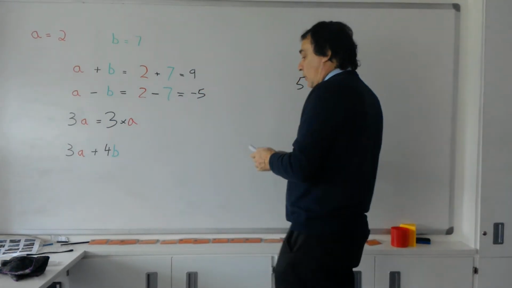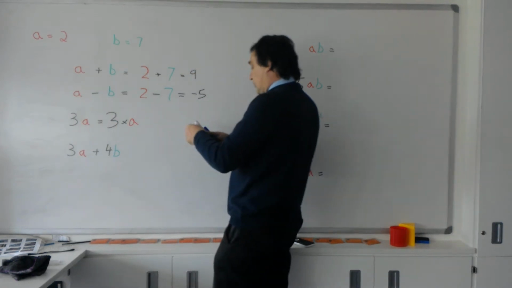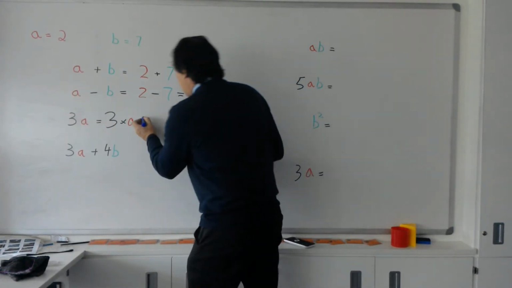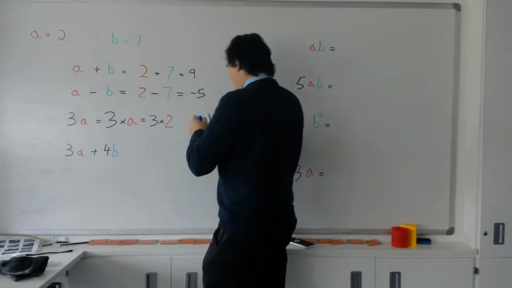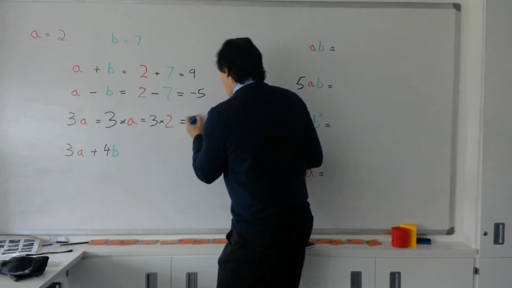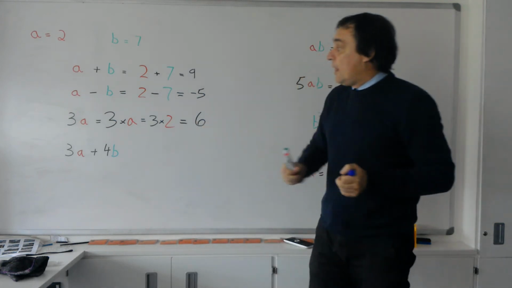So the answer to that one there is going to be 3 times 2, so let's write that in there. So it's 3 times by 2, and that's going to give us an answer of 6. Okay, so that's multiplying together.